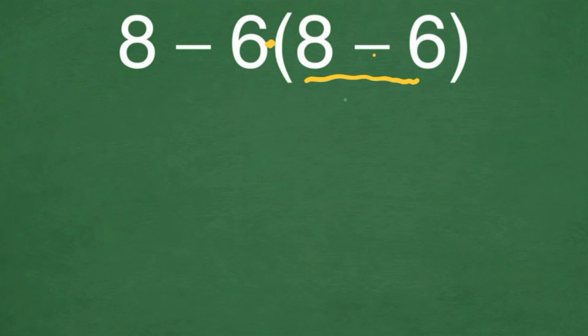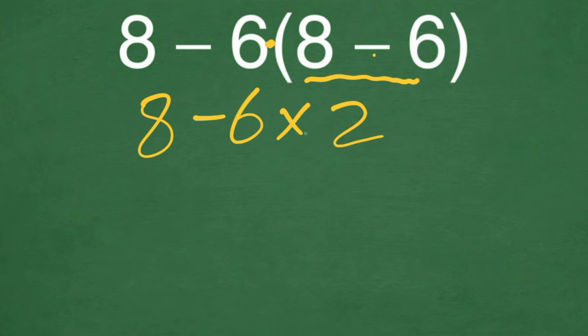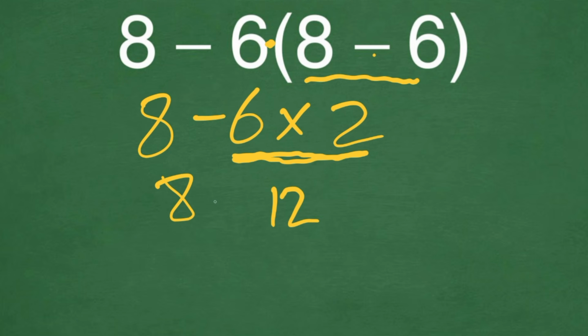So 8 minus 6 gives us 2, and the problem becomes 8 minus 6 times 2. And now we have subtraction and multiplication, and of course we have to do the multiplication before the subtraction, right? So 6 times 2 gives us 12, and the problem becomes 8 minus 12, which gives us negative 4. So the final answer to this question is negative 4.